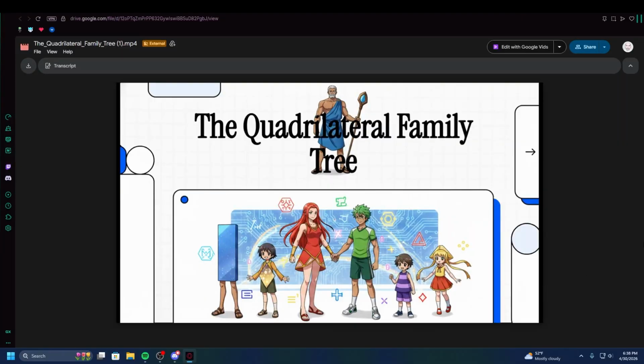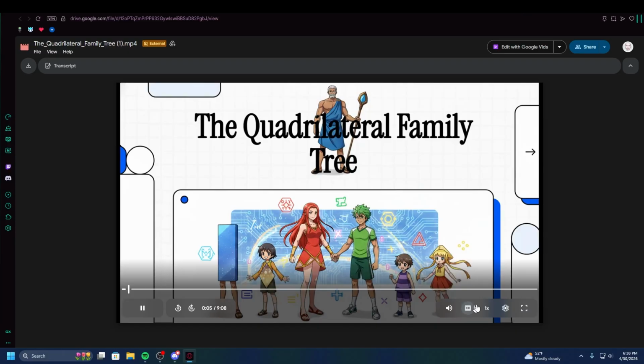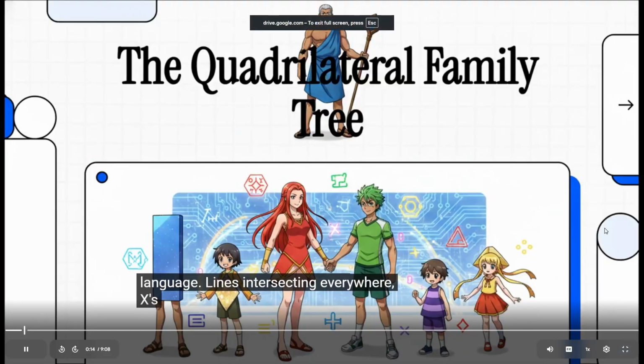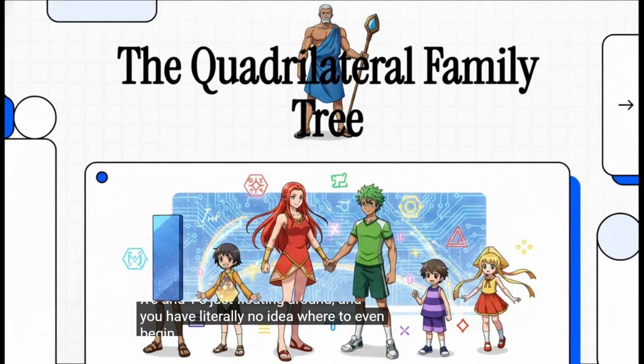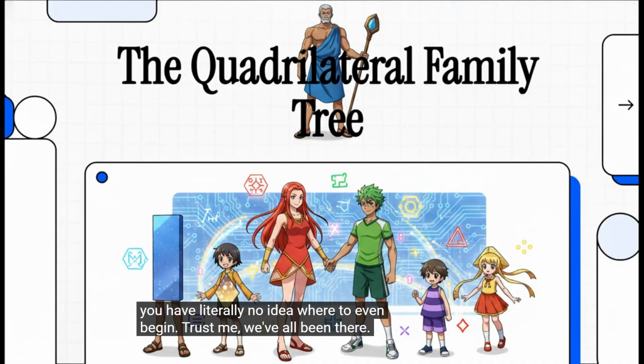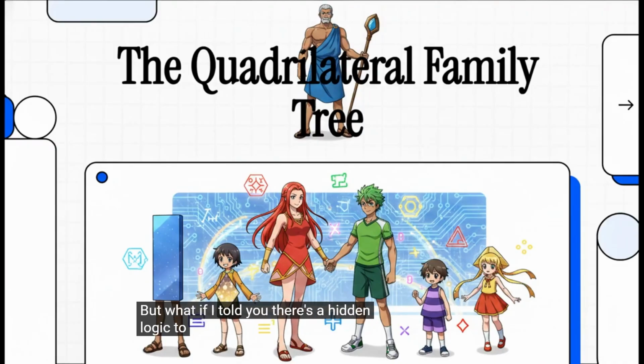Picture this. You're sitting at a desk, staring down at a blank math test. You look at a geometry problem, and honestly, it feels like you're trying to read some ancient, untranslatable language. Lines intersecting everywhere, X's and Y's just floating around, and you have literally no idea where to even begin. Trust me, we've all been there. But what if I told you there's a hidden logic to the whole shebang?